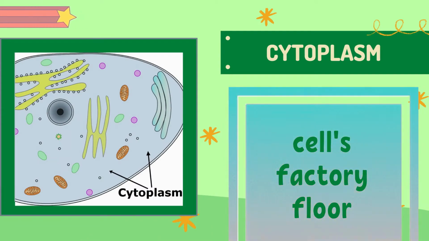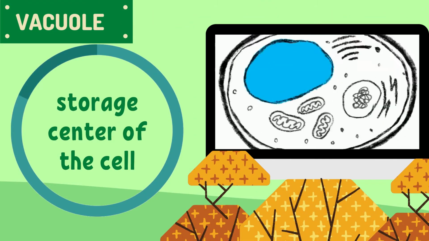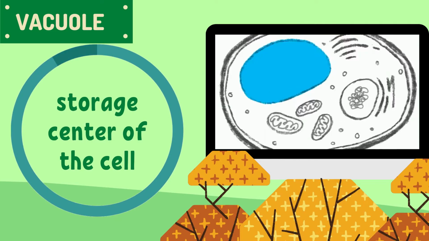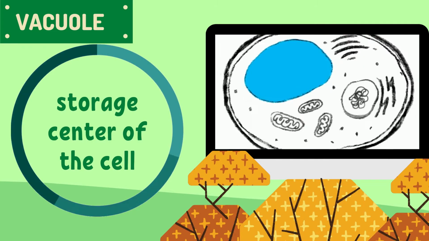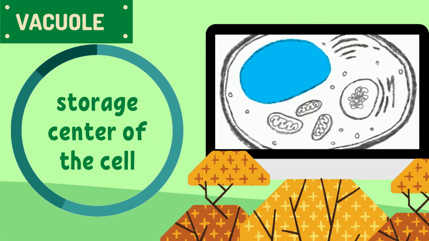Cytoplasm, the cell's factory floor. Most of the cell organelles are found floating on its jelly-like surface. This is also where most of the chemical reactions inside the cell take place. Next is the vacuole. The vacuole serves as the cell's storage of water and other nutrients needed for an organism to survive. It also provides the cell structural support.